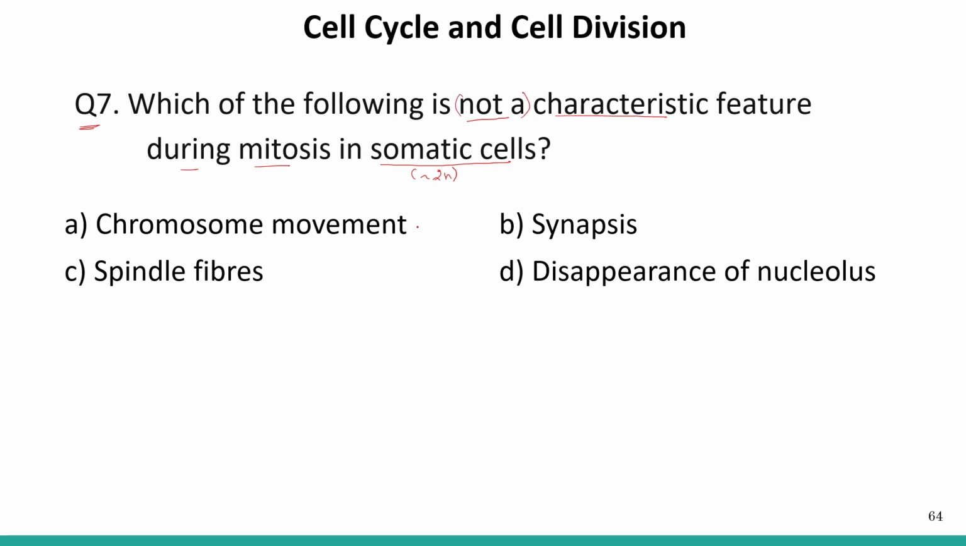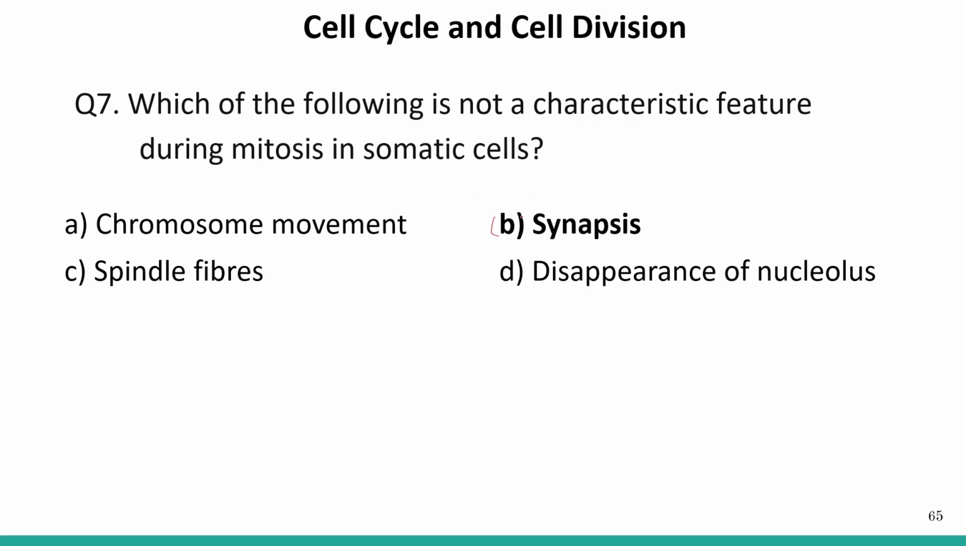Alright. So first is chromosome movement. Second is synapsis. Spindle fibers is the third option. Fourth option is disappearance of the nucleolus. Alright. So chromosome movement takes place during mitosis. Spindle fibers also are formed. Disappearance of nucleolus also takes place, at the end of prophase. So option B is the answer because synapsis occurs during meiosis and not mitosis. Okay. So answer should be synapsis.